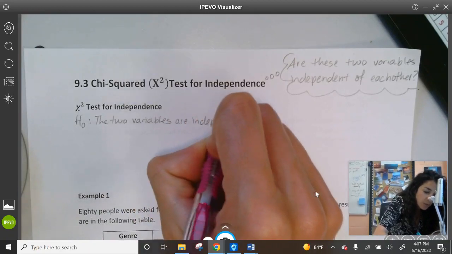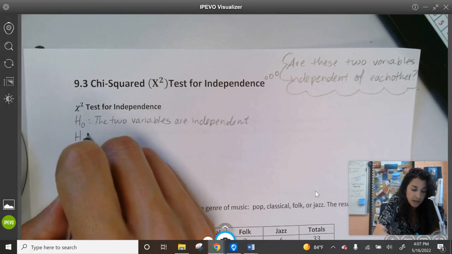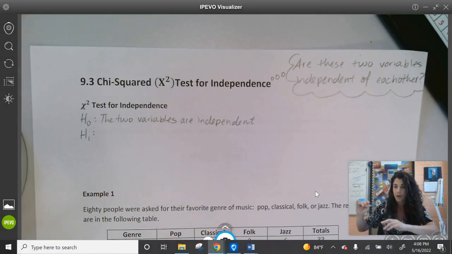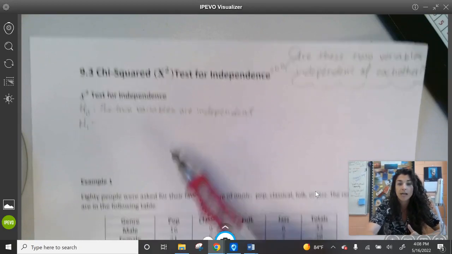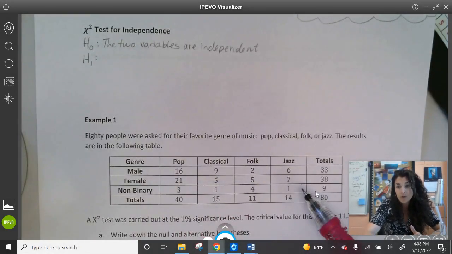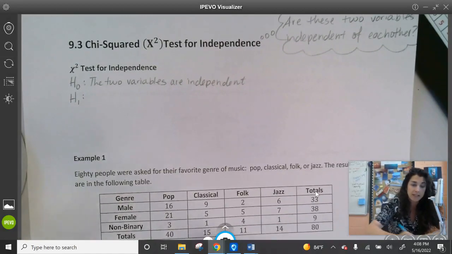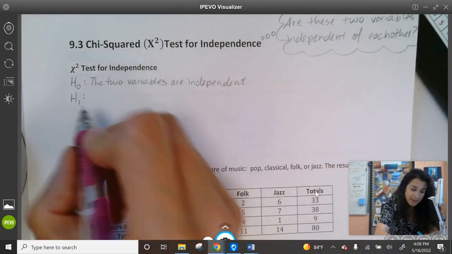And of course, we're being very generic with these hypotheses that we're writing up here, as help for future me to be able to digest what's going on with each type of test. But make sure that you are specific. You shouldn't say the two variables are independent. You should say gender and music preference are independent. You should be specific about what we're talking about as independent. The alternative is then that they are not independent.